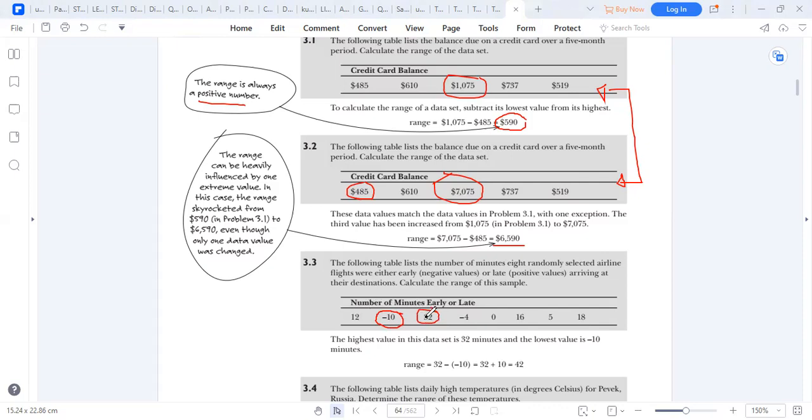So the highest value minus the smallest value. So 32 minus negative 10. So this negative and the negative will give us a positive. So 32 plus 10 will give us 42. So this is how we find our range.